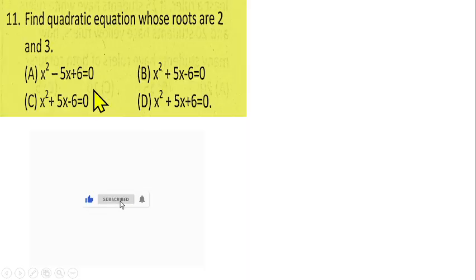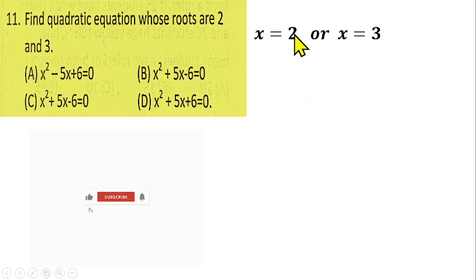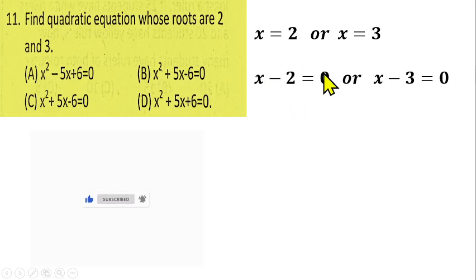Question number 11, you have to find the quadratic equation giving the roots of the quadratic equation to be 3 and 2. So it's very simple. Let the variable in the equation be x. So you'll be having x is equal to 2 or x is equal to 3. So in that case, 2 will come here, 3 will come here as well. So you have x minus 2 equal to 0, x minus 3 equals to 0.